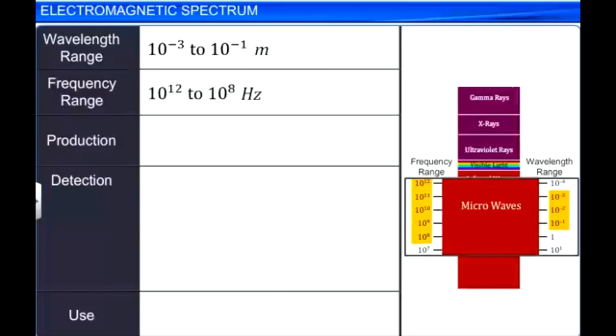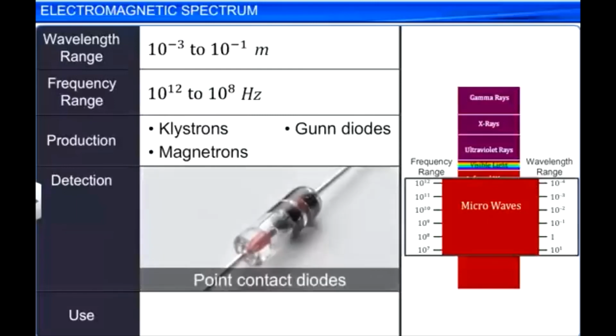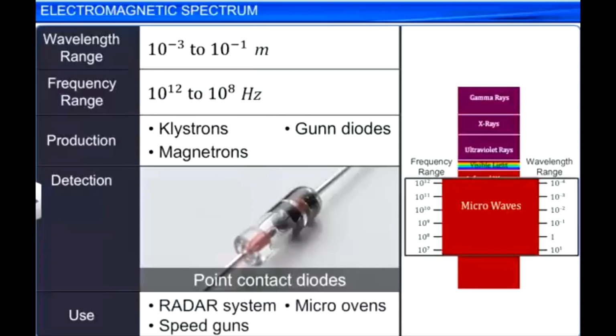Microwaves can be produced by klystrons, magnetrons, and Gunn diodes. These waves can be detected by point contact diodes. These waves are used in radar systems, speed guns, and microwave ovens. Let us also briefly discuss the working of microwave ovens.